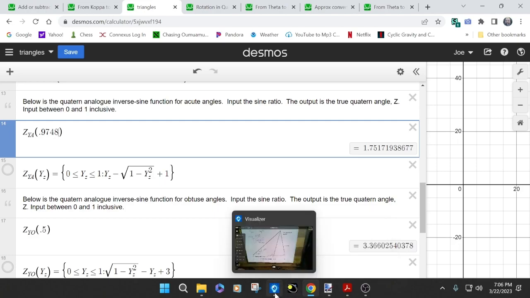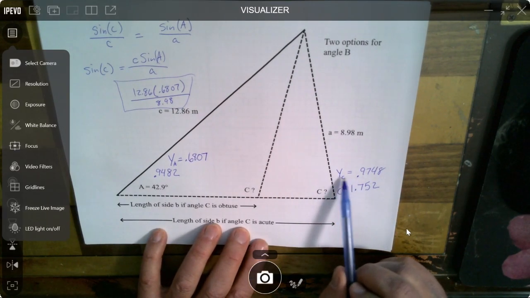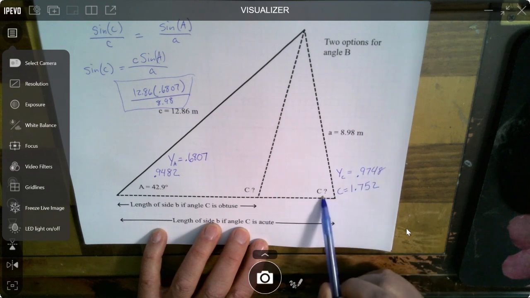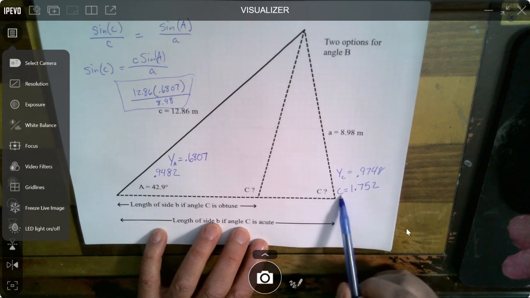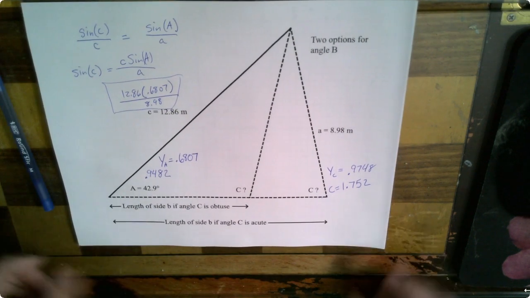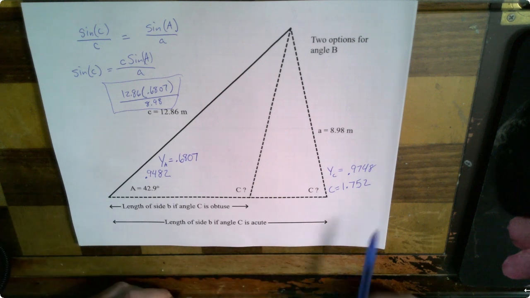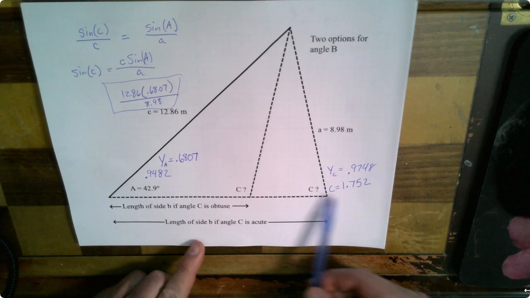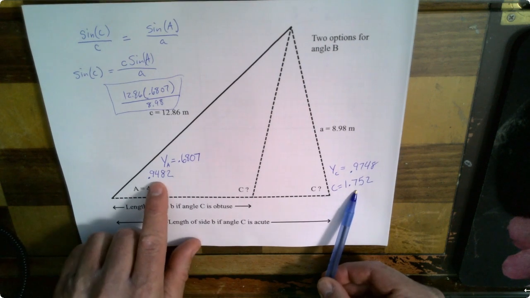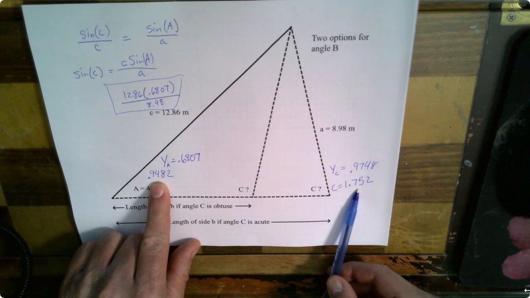And so we have found the sine ratio for this option of C, and we have also found the measure of the angle in quaterns for C. So now we have two angles of our triangle in quaterns. We have this C option, and we have A. So these are the measures of our two angles.